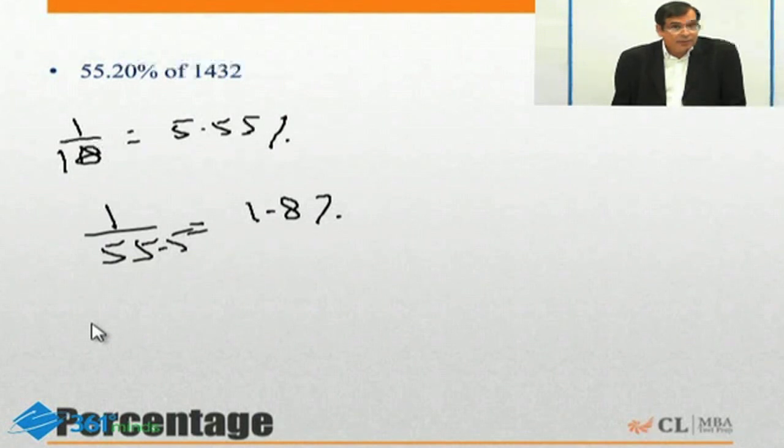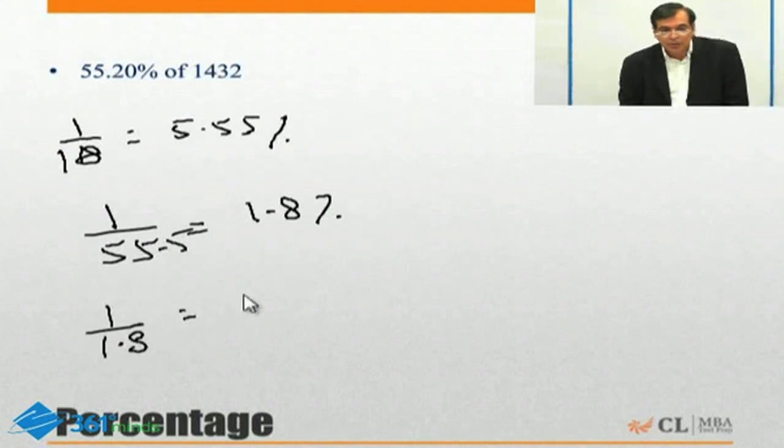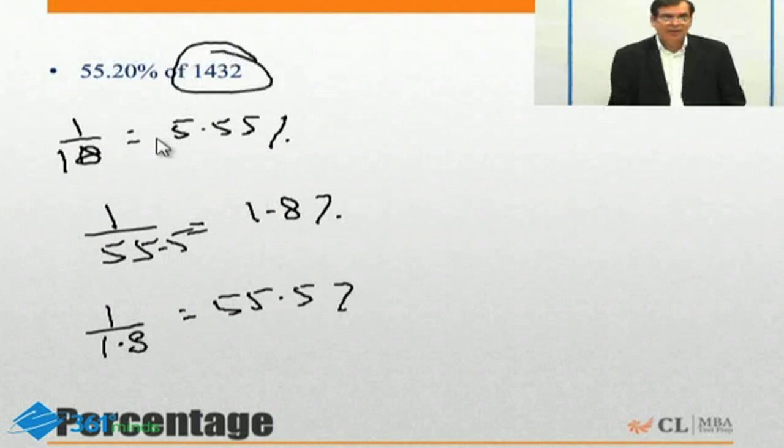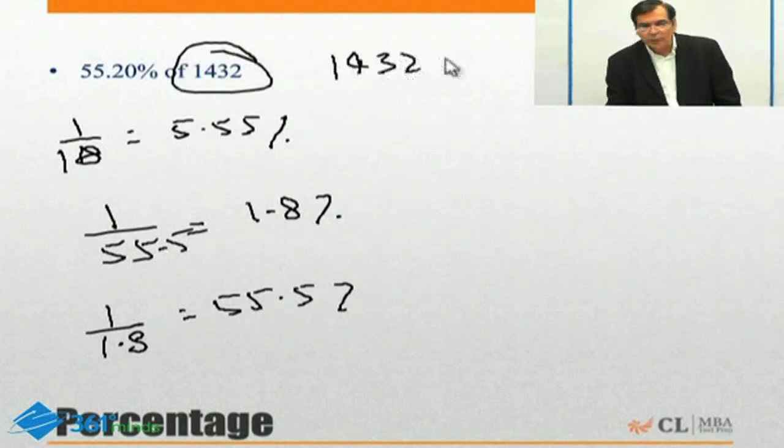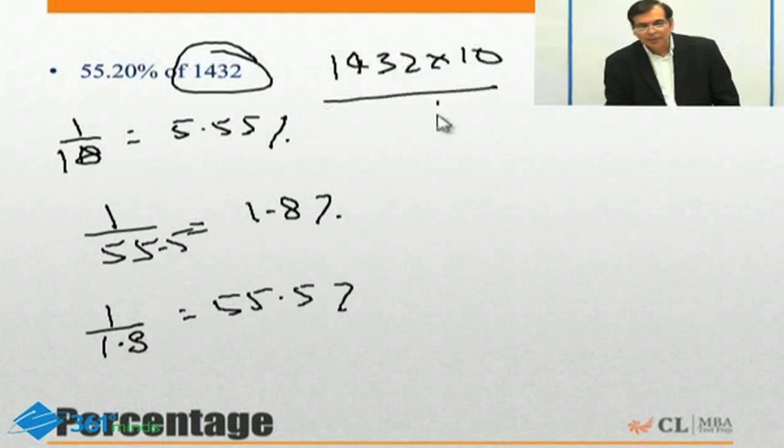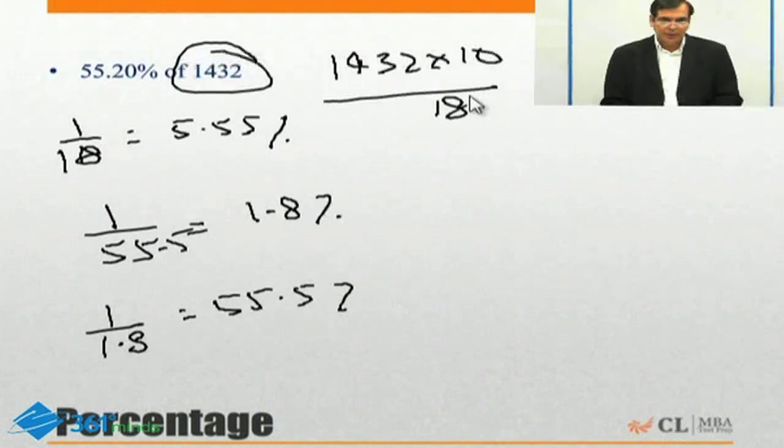So can you use it here? Just think it over. Maybe there's a way of using this also out here. Say 1 by 18 is 5.55%. 1 upon 1.8 should be equal to 55.5%. So you need to do 1432 into 10 upon 18. You'll get the answer. Okay. Here again I have applied the concept of reciprocal, which we have talked about earlier.